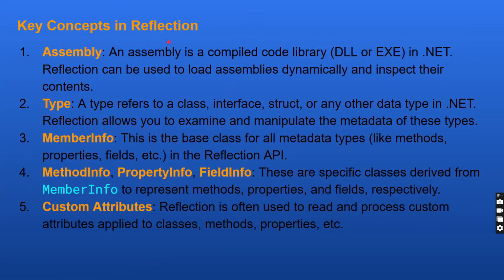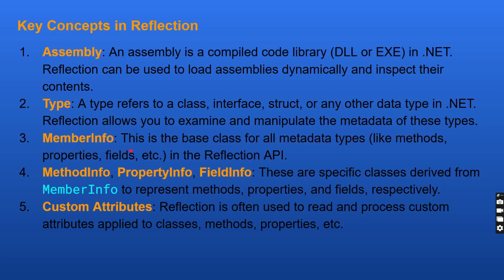Key concepts in reflection. First one is assembly. An assembly is a compiled code library, DLL or EXE, in .NET. Reflection can be used to load assemblies dynamically and inspect their contents. And the second point is type. A type refers to a class, interface, struct, or any other data type in .NET. Reflection allows you to examine and manipulate the metadata of these types.